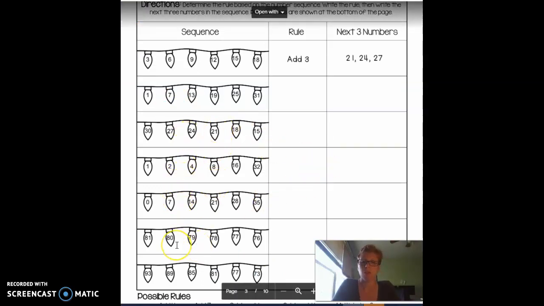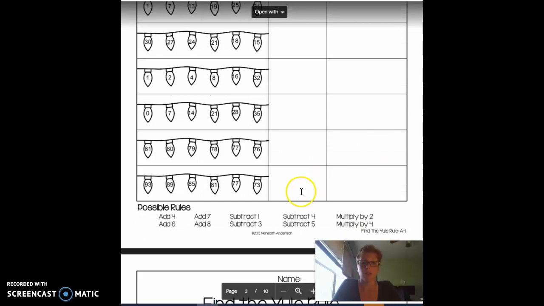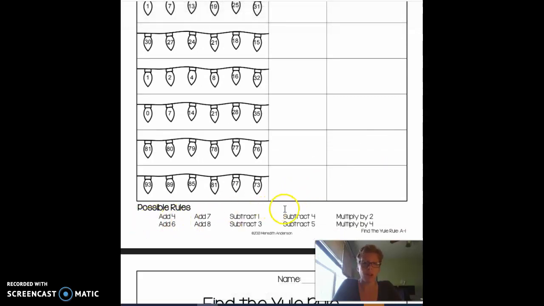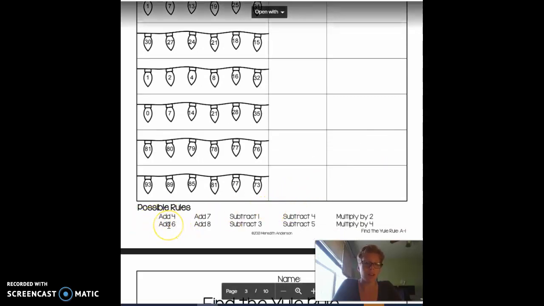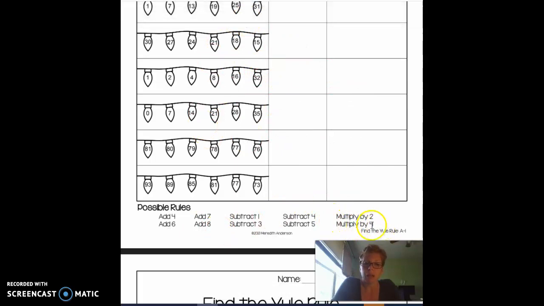So what I want you to do is fill in the next 1, 2, 3, 4, 5 strings of light on your own. I want you to write down the rule that you see and then predict the next 3 numbers. Now we have already figured out one of the rules. So you can go ahead and cross off, what was it? It was add 6, cross that off. I'm going to give you another clue. None of the rules here on the sheet are multiply by 4. I'm going to make it easier for you. So go ahead and cross off multiply by 4.